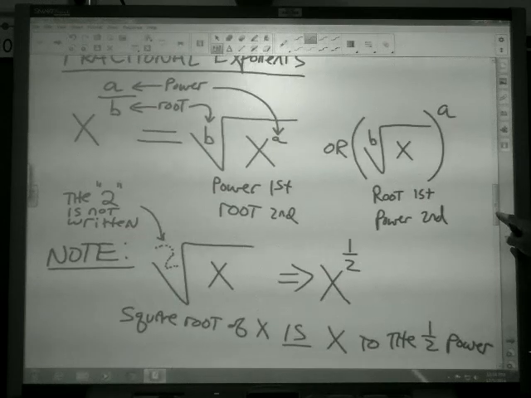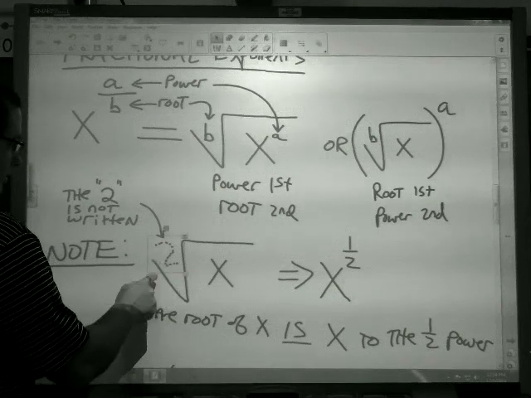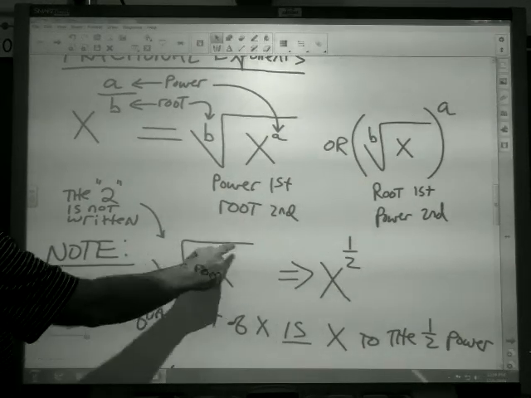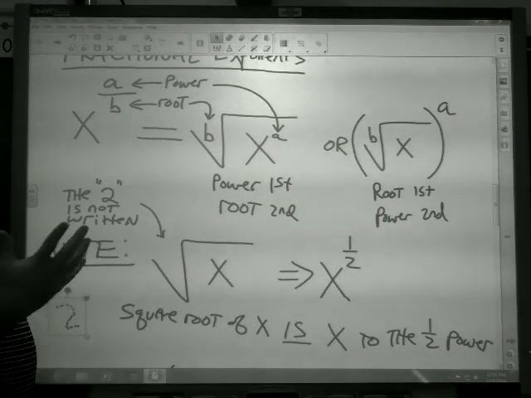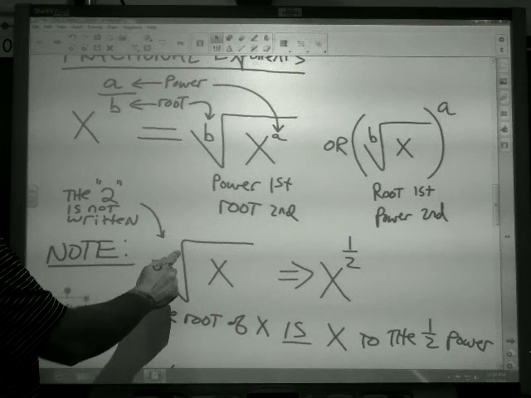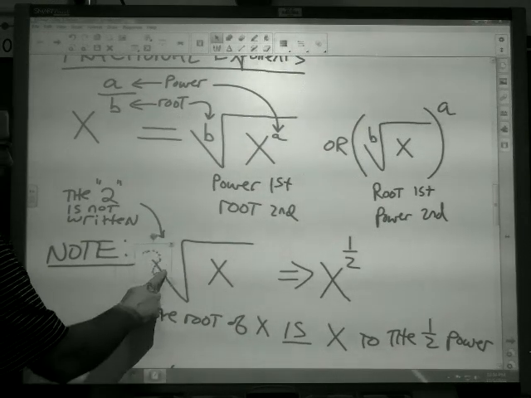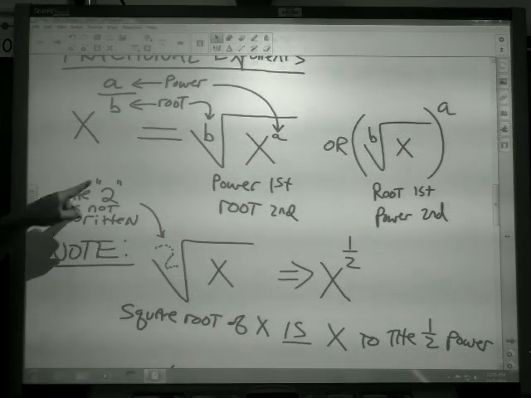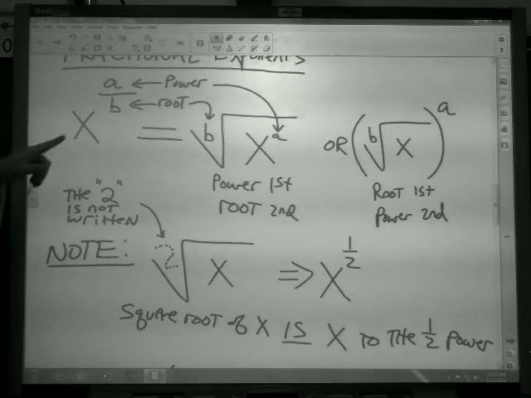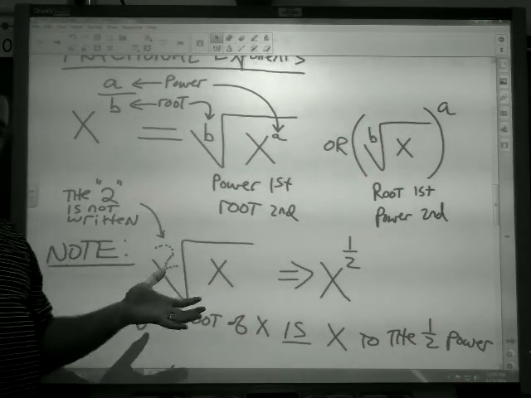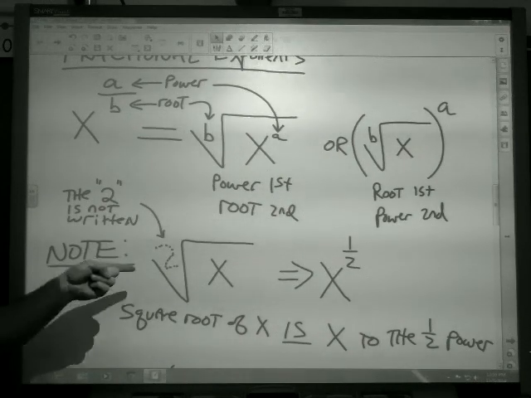A little note though. If I see a square root, and I do not see a number here, we call that square root, all right? If it's a 3, we call it cube root. A square root really does have a number, it's 2, but the 2 is never written. Just like if I say x to the first, we never write the 1. If I say square root of x, we never write the 2, but it's there, we just never see it.